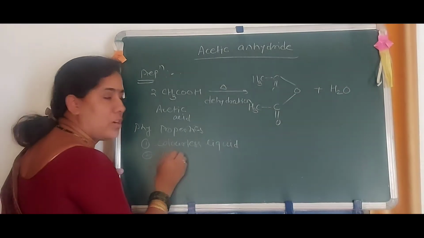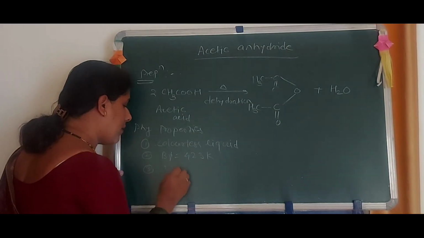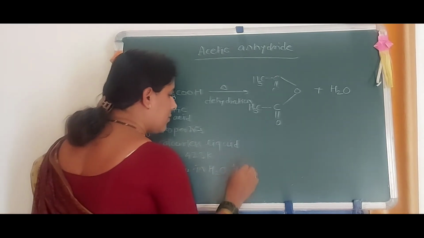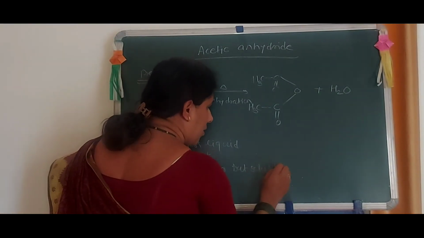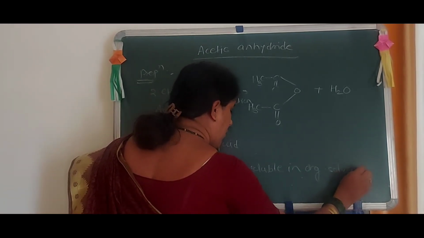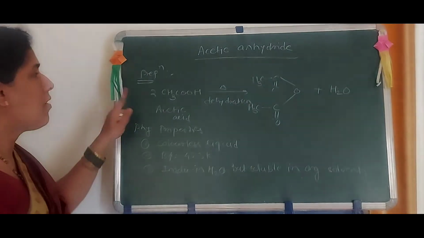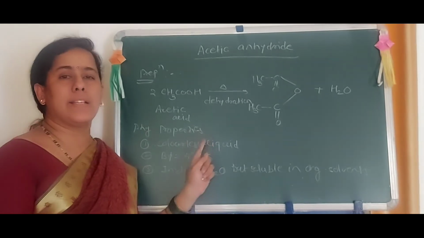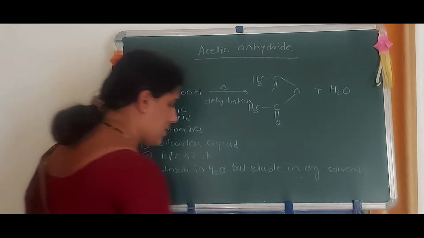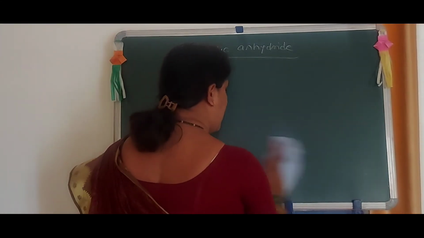Second, boiling point is equal to what? That is 423 Kelvin. Third, it is insoluble in water but soluble in organic solvents. Okay, these are the physical properties. Now whatever may be the chemical properties of acetyl chloride, which are the same for this acetic anhydride. See here, now we are going to discuss its chemical properties.